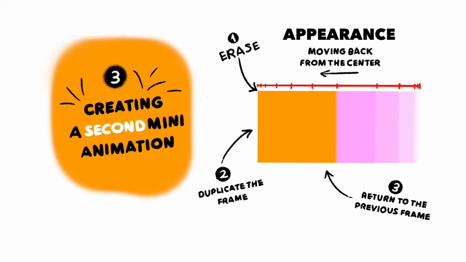This is creating a second small animation, where we'll learn how to make our element appear and disappear. In this animation, we'll use the strategy of animating from the center backwards or forwards. Let's start by moving backwards from the center. With this, we'll be able to animate an object so that it appears.